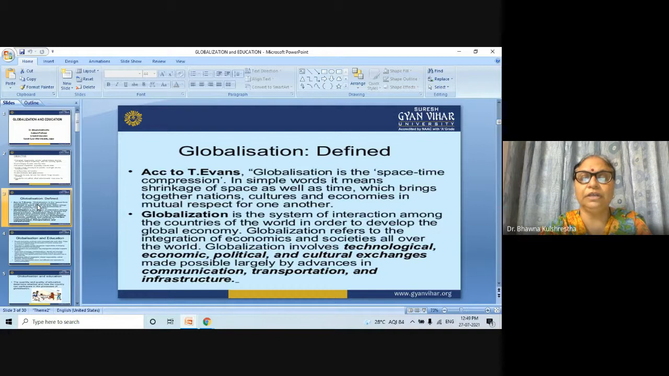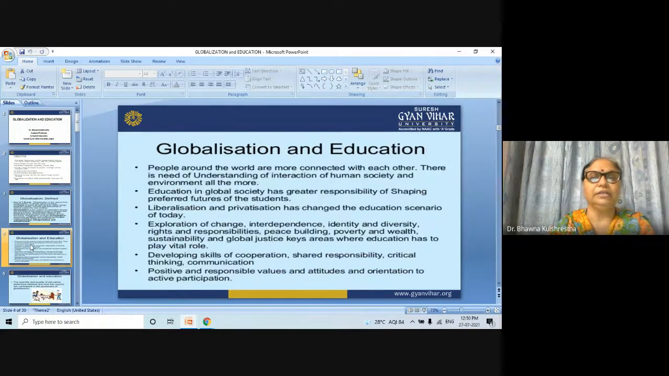Globalization involves technological, economic, political, and cultural exchanges made possible largely by advances in communication, transportation, and infrastructure. These are the definitions of globalization.